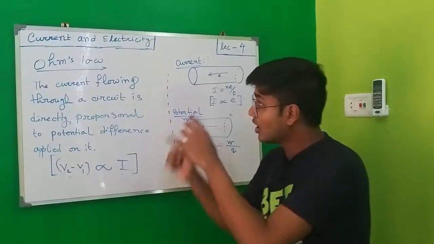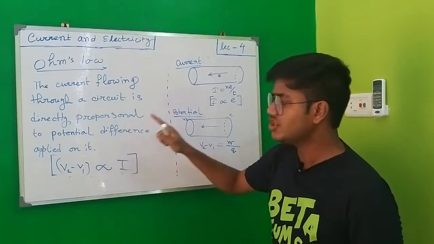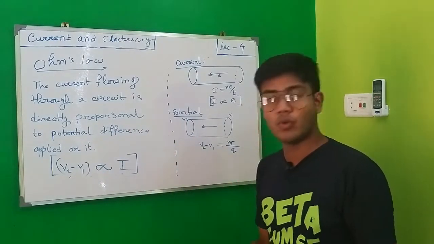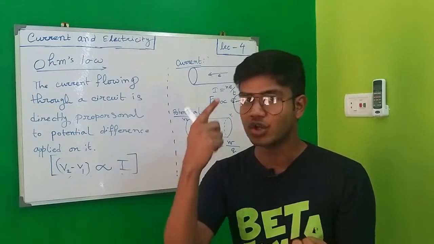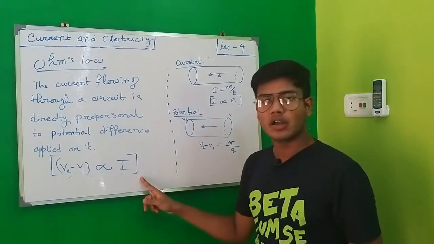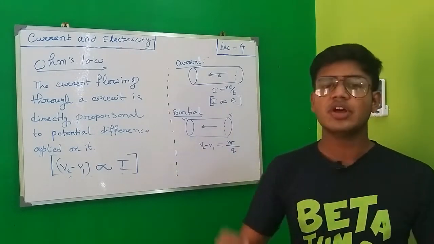The current flowing through a circuit is directly proportional to the potential difference applied on it. So what we learn is, if we increase the potential difference, the current will also increase, and that is the working formula or the relation formula, as you can say. Now move on to the resistance.